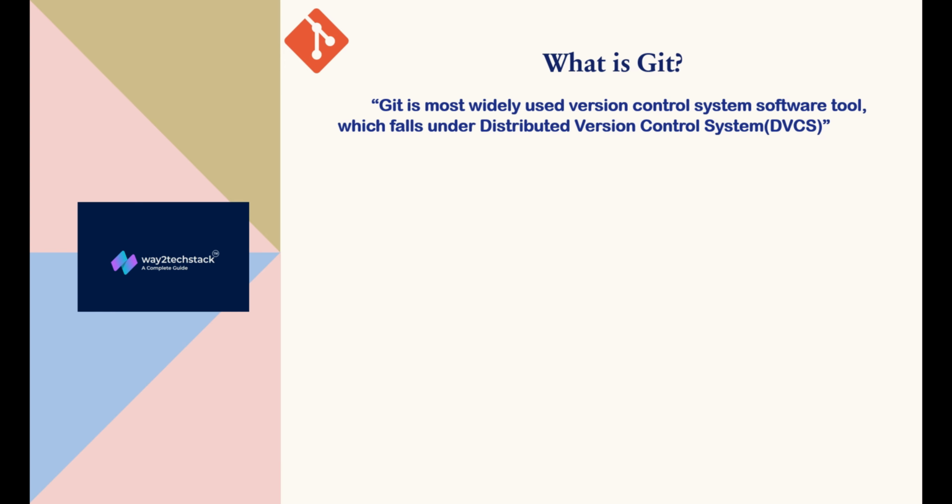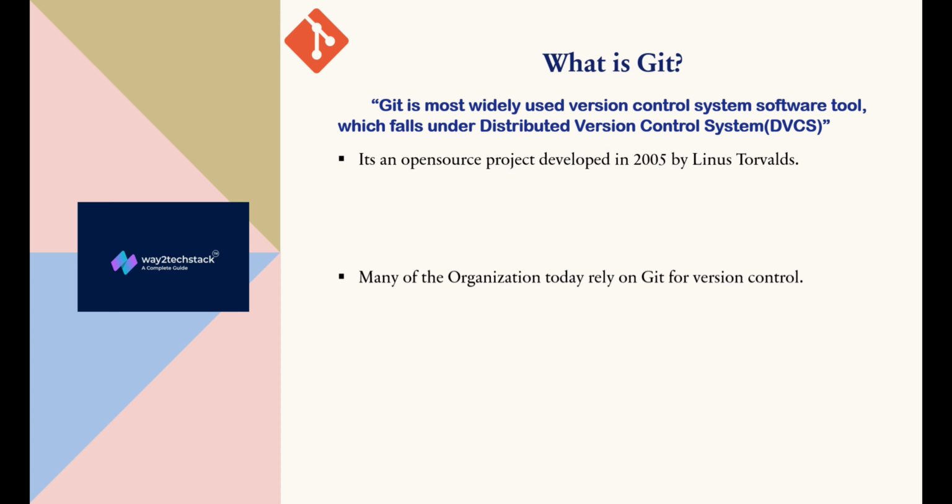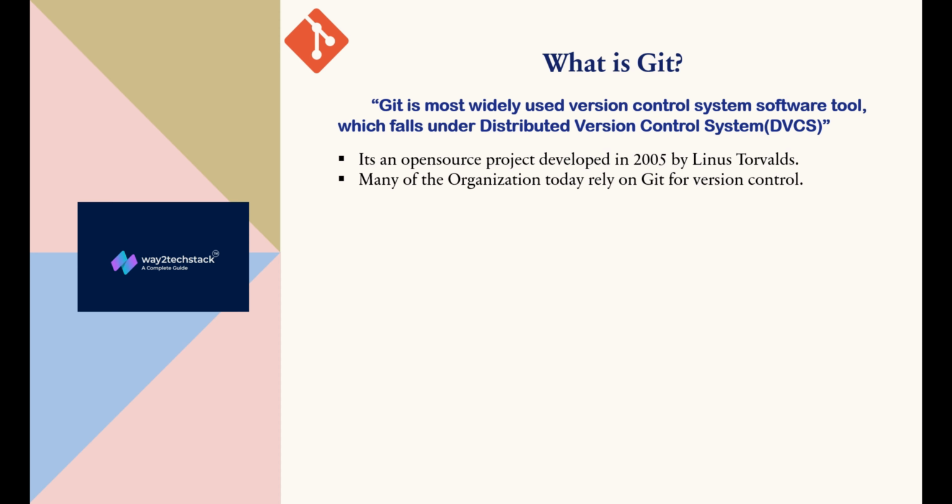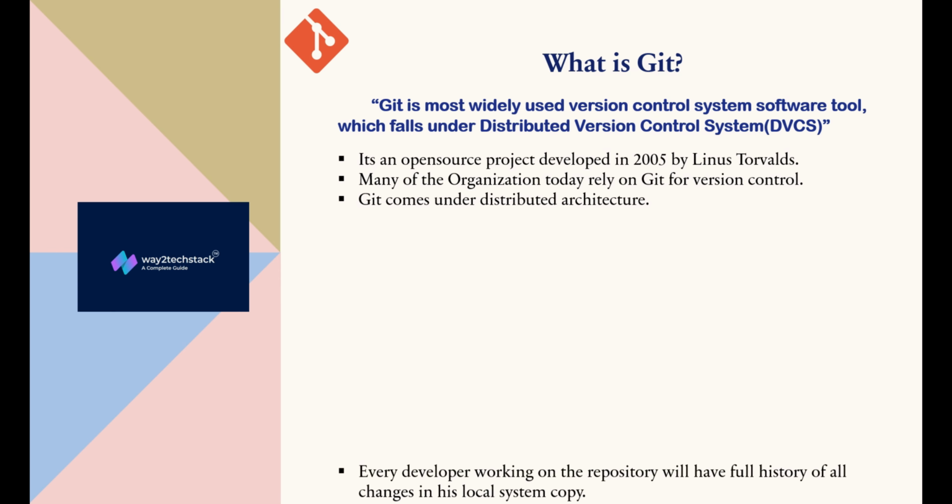Let us see some basic history of Git. Git was an open source project developed in 2005 by Linus Torvalds. He was the actual person who developed the Linux operating system. Git was used by many organizations as part of version control system. Not only that, Git comes under Distributed Version Control System. As we discussed earlier, in Distributed Version Control System, we use Git as a primary tool.